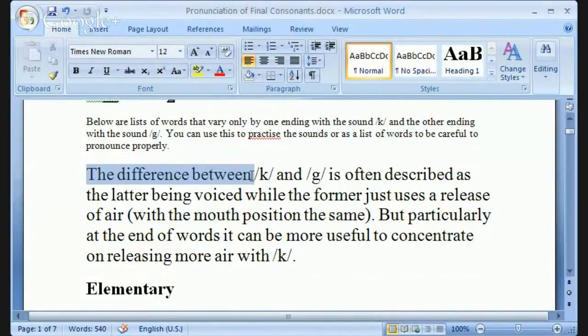The difference between a K and a G sound is often described as the latter is voiced, of course. The position of the mouth is the same, but a G sound is a voiced sound, while the former, the K sound, is just a release, a strong push of air.